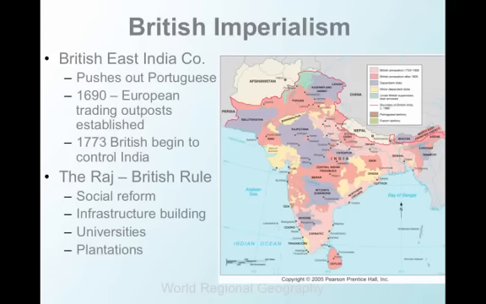And what the Raj did was it instituted social reform, it did build some infrastructure, it established universities, and also established large plantations so as to serve the British market for the purposes of export.